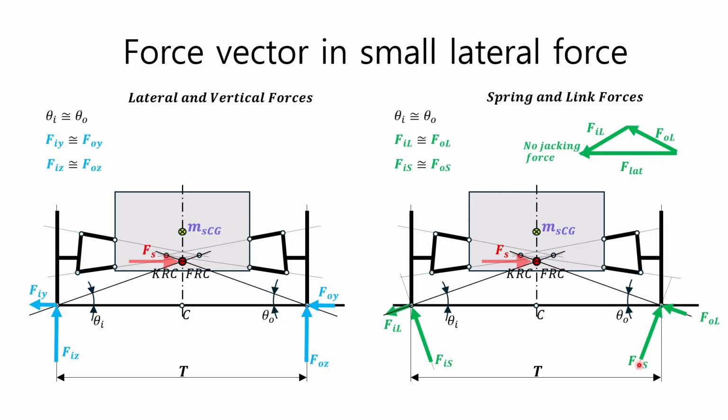If we subtract the spring forces FIS and FOS from these forces and use all the forces acting on the links to construct the force vector, it will have a triangular shape, as shown in the upper right figure. Therefore, we can confirm that no jacking force acts on the kinematic roll center. This absence of jacking force is due to the fact that the vertical components of FIL and FOL are equal in magnitude and opposite in direction. The roll center thus obtained conforms to the definition of a roll center because the forces acting on the links do not cause suspension roll.